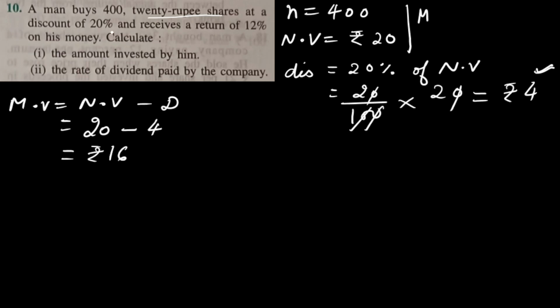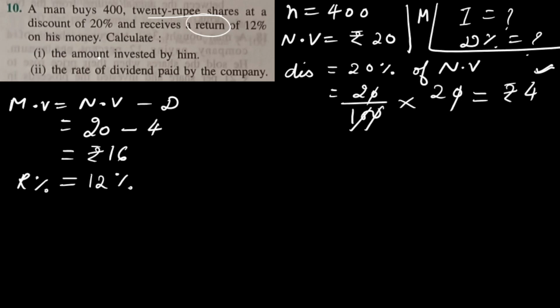Now, with the help of discount, we found market value, and it receives the return. See, return percent is given to us. It's not dividend. Don't get confused here, because it's clearly mentioned this is return. So that means it's return percent, not dividend percent. Calculate the amount invested by him. So that means we have to find the investment, and the rate of dividend. So D percent also we have to find. So it is a very clear and direct question. Amount invested means investment, and rate of dividend means D percent, we have to find.